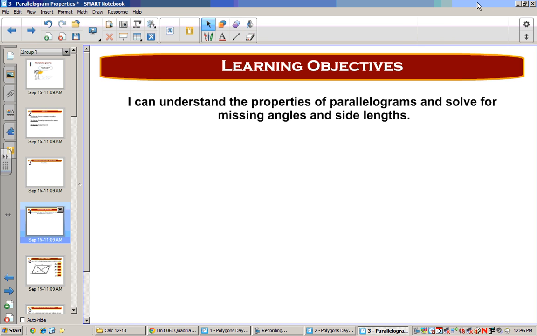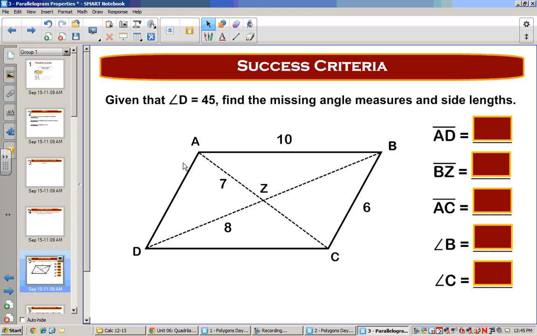Hello, today our goal is to understand the properties of parallelograms and solve for missing angles and side lengths. At the end of the day, we should be able to fill in the missing pieces in this parallelogram.